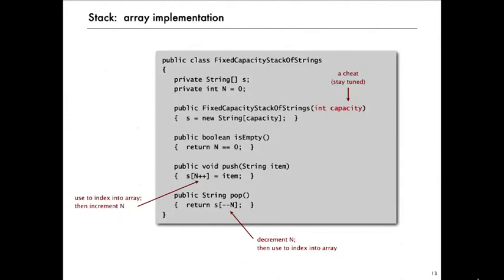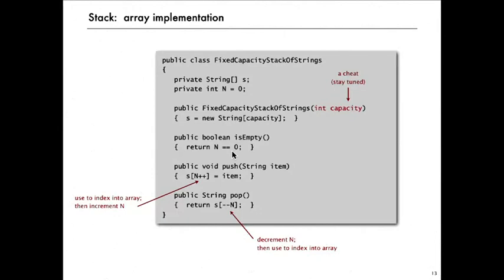The client really can't know how big the stack is. The client might have a lot of stacks that need to be maintained simultaneously, and maybe they reach their maximum capacities at different times, and various other things. So we need to remove this cheat, and we will. But the code is nearly trivial if we have the capacity.